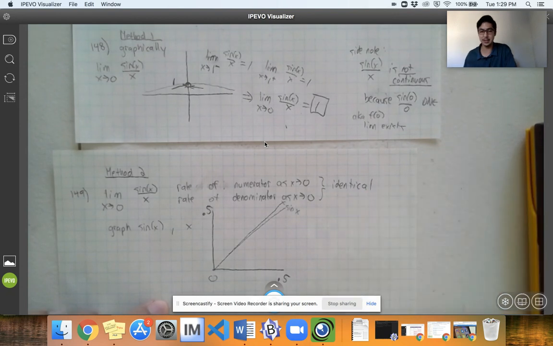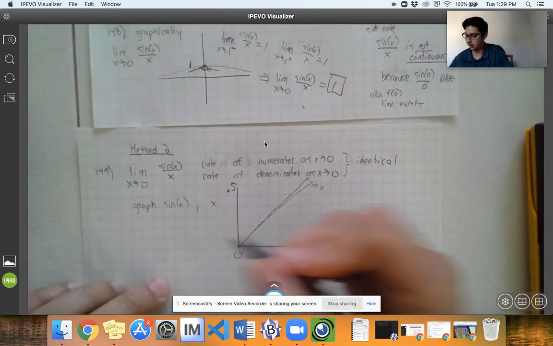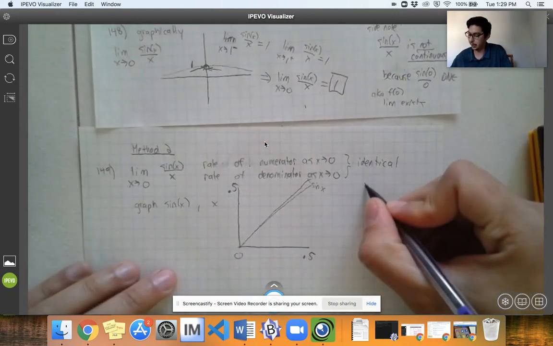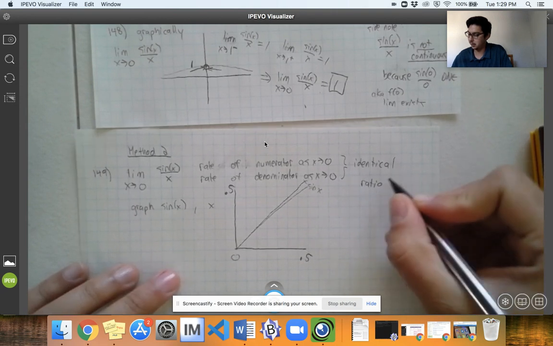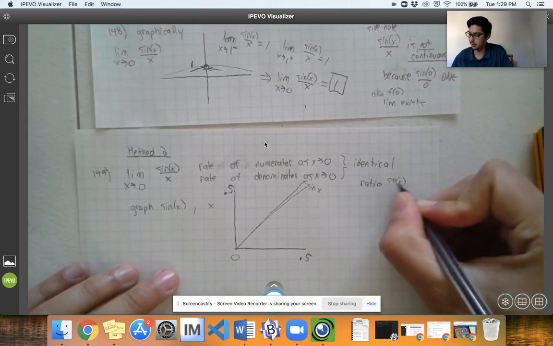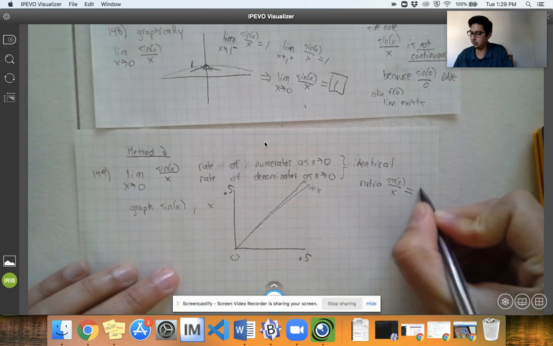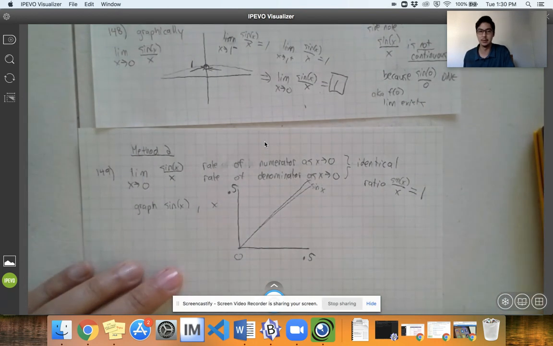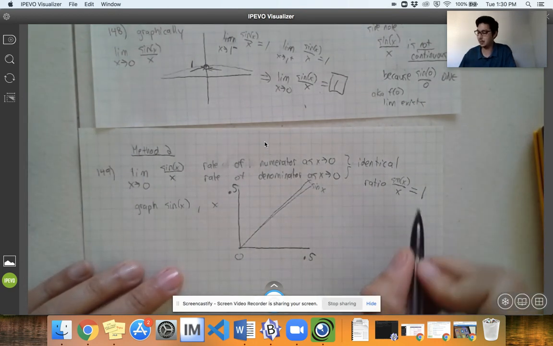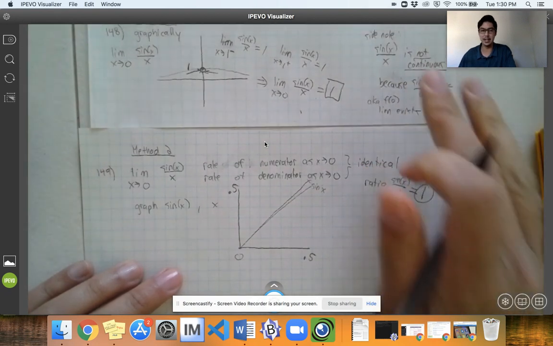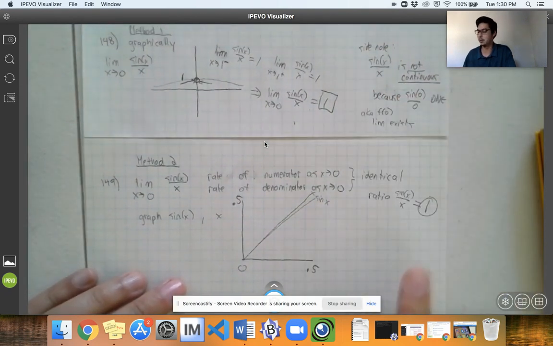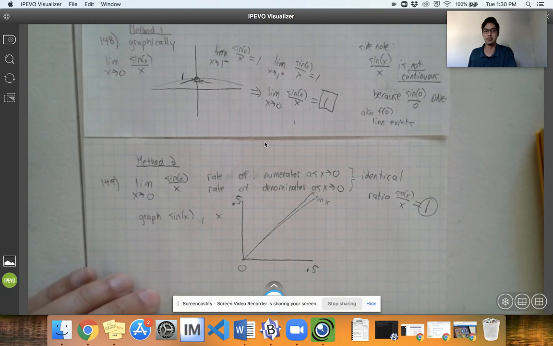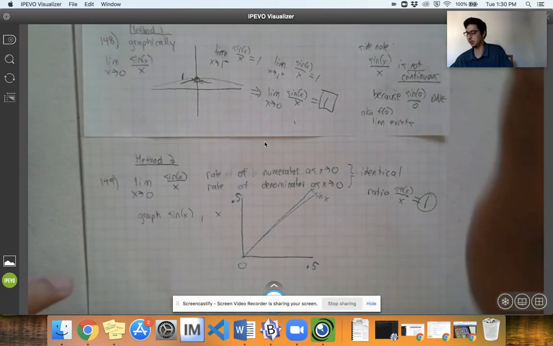So what that tells us is that if they're identical, then the ratio of the two, the ratio of sine of x over x, will have to equal 1 if they're identical. And notice, and it's just an observation, that this is the same thing we got with method 1, which is 1. So what's the observation here? What's the connection that we just made?